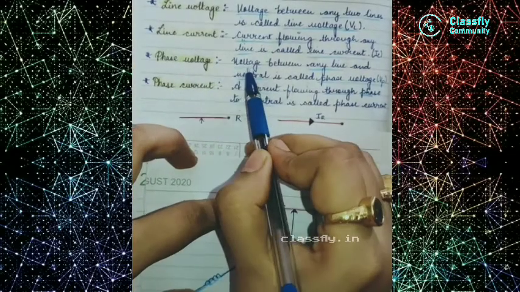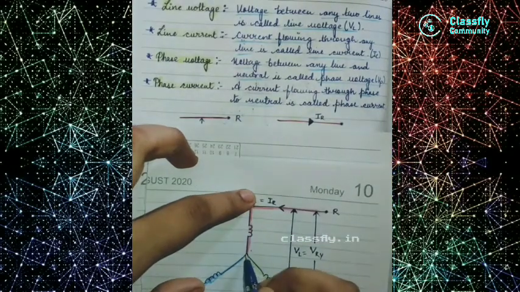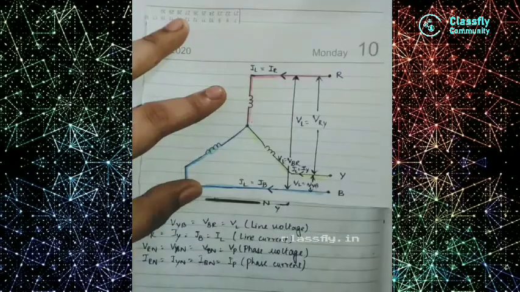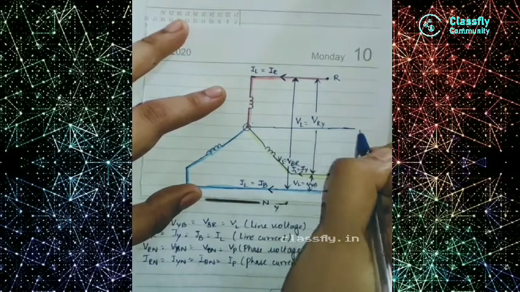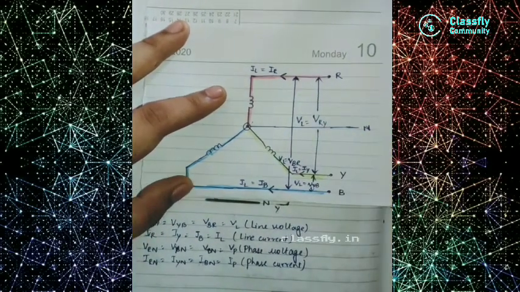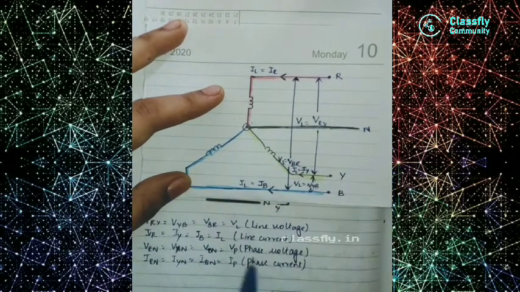Next is our phase voltage. Voltage between any line and neutral is called phase voltage. That means this is our neutral, right? So as this is our neutral, if I draw a line like this, then this will represent my neutral, and neutral is always represented in black. Okay, so now let's see phase voltage.